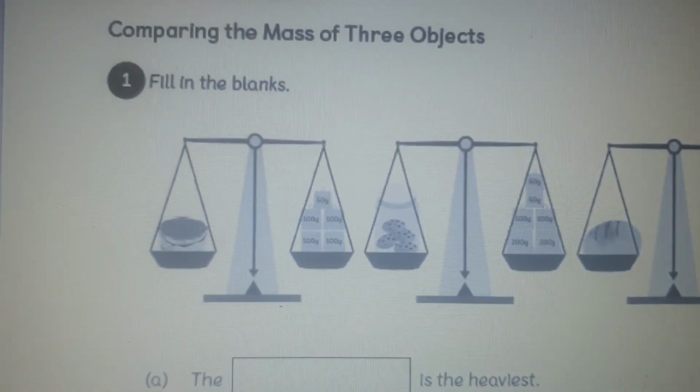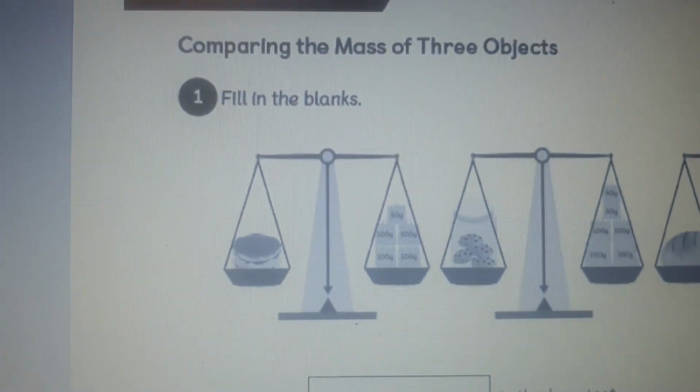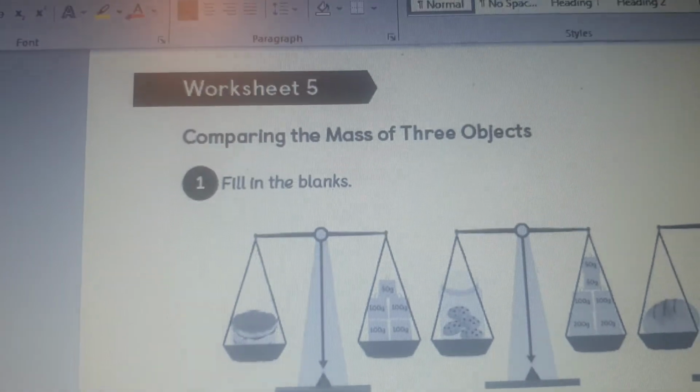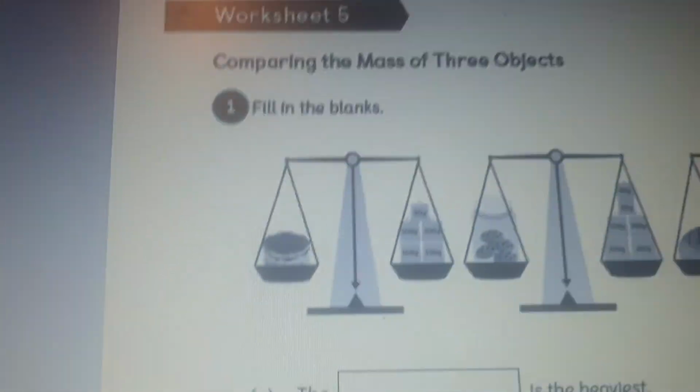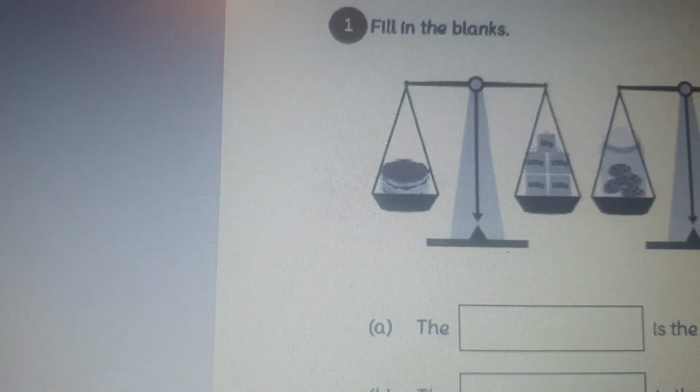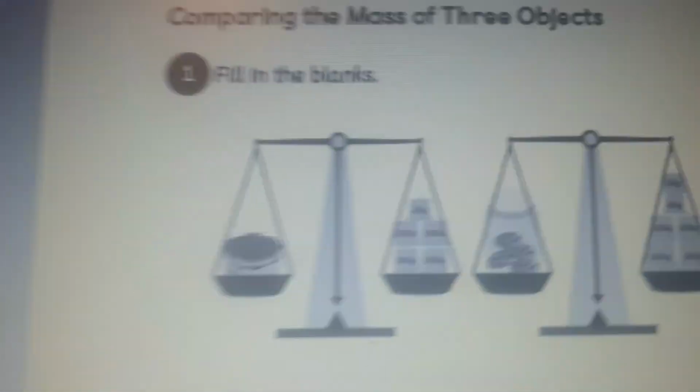Okay, so this is video 2 and we're going to have 3 worksheets today, and it says comparing the mass of 3 objects. So mass, weight. And you can see you've got a cake, cookies and some bread.